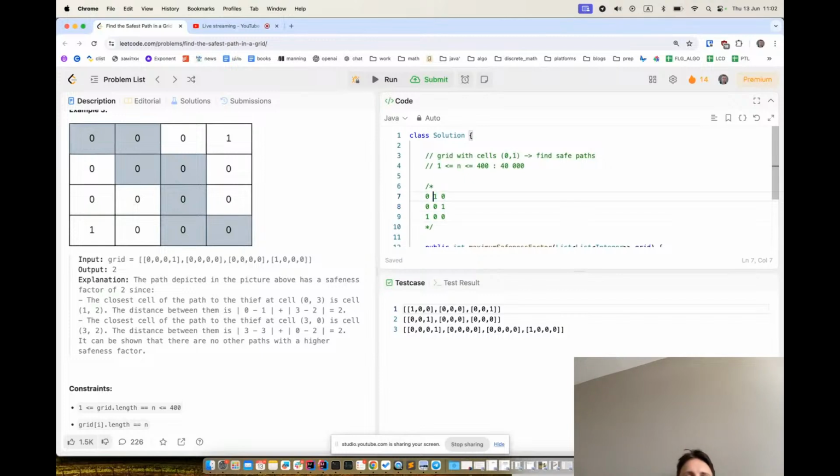So we have a thief where the closest path is actually 0. But how do we know that it would be a path? Because for instance, we can go here and then here, then the closest path would be this one. But still, if we have it like this, then we go here, we go here, we can go here.